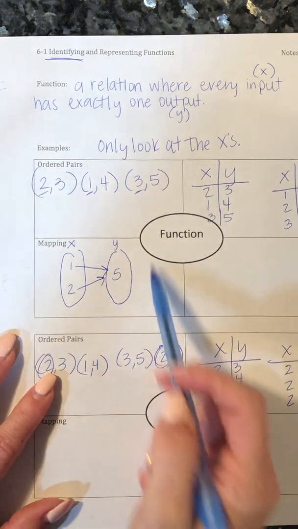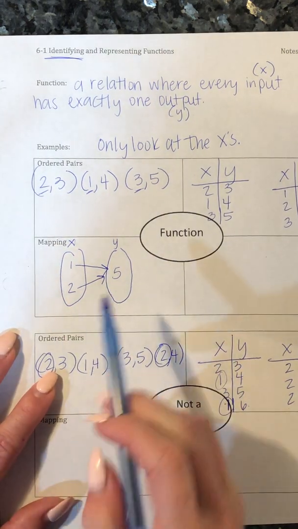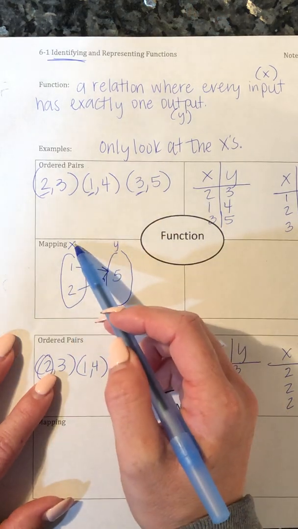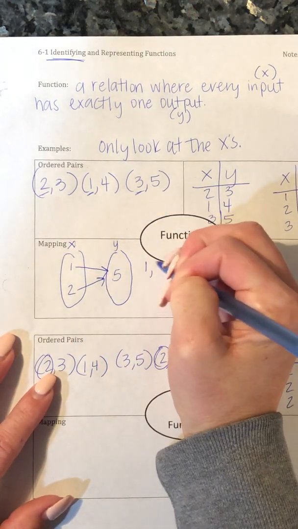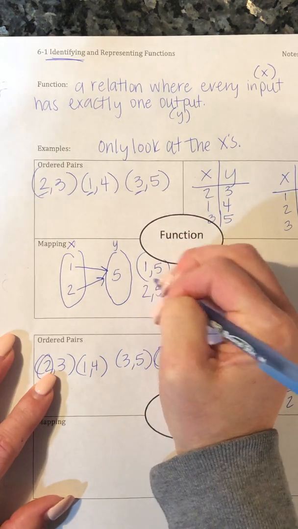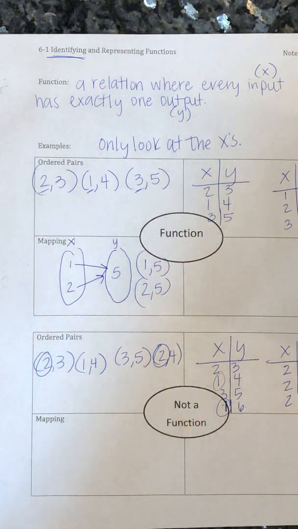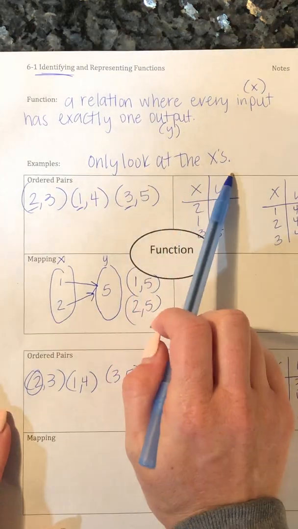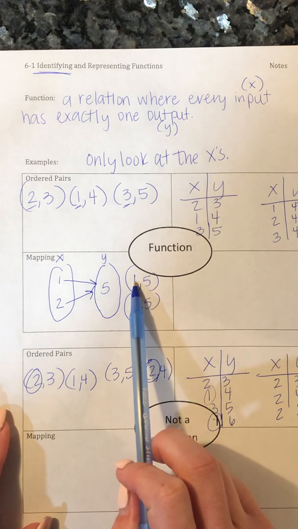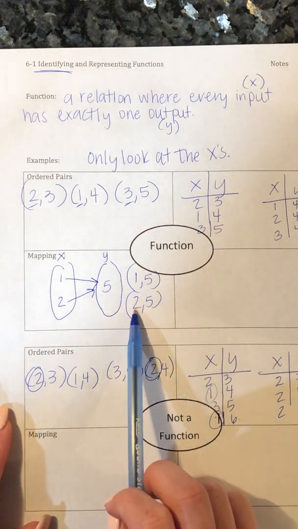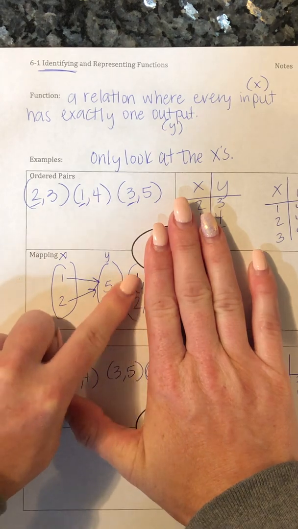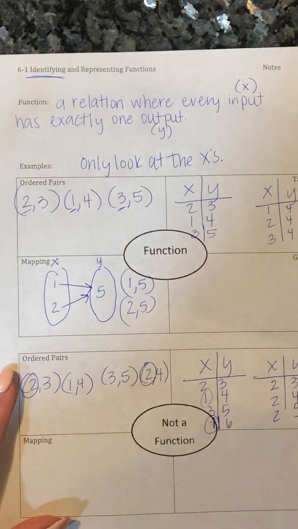So basically, this is called a mapping diagram, and this is a function because if I was to write these as ordered pairs, I would write the X is 1 when the Y is 5, and the X is 2 when the Y is 5. Why is this a function? Because I only look at the X's, because every input has exactly one output, meaning when my input is 1, my output is 5. When my input is 2, my output is 5. Again, I can just cover those up and look to make sure my X's don't repeat themselves.